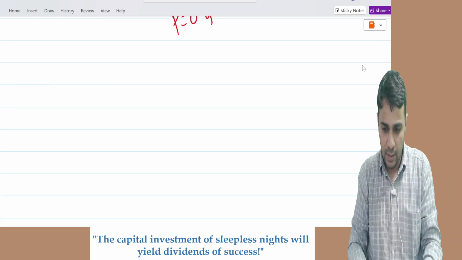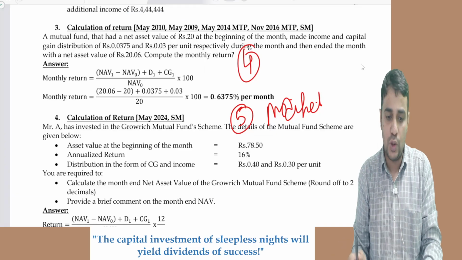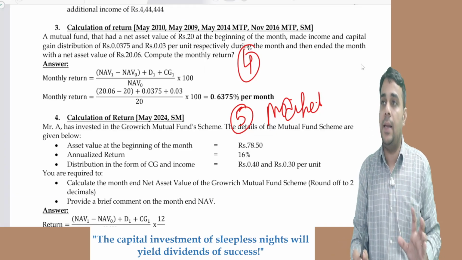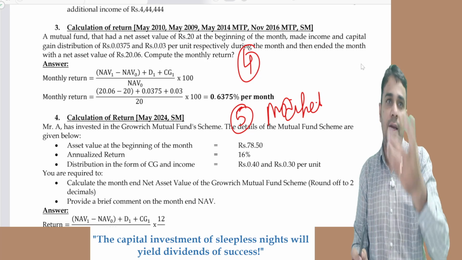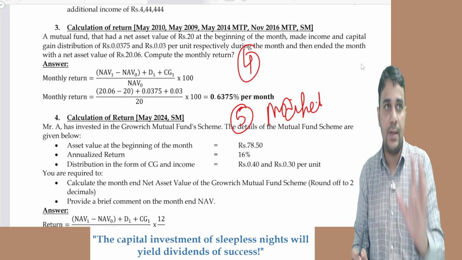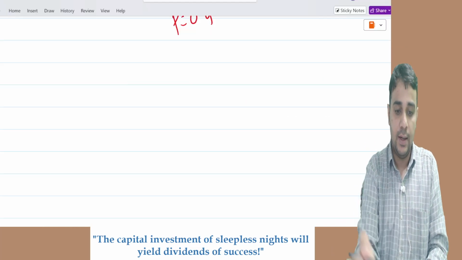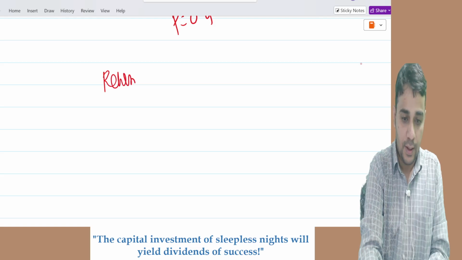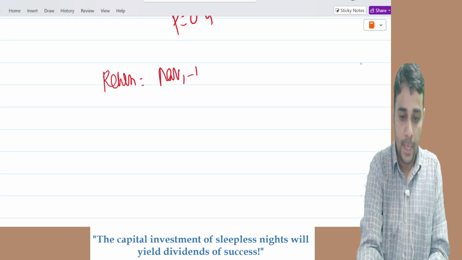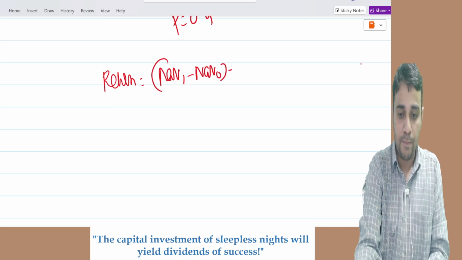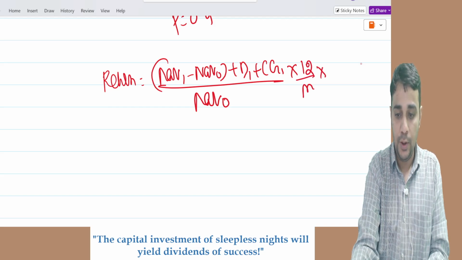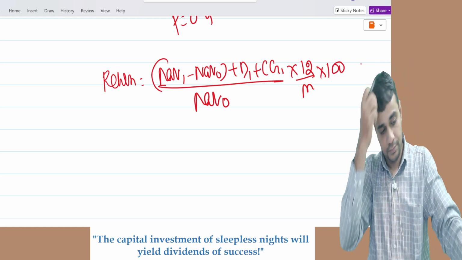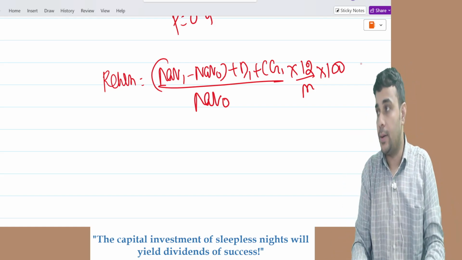Let's come to the fourth question. I have to calculate the month end NAV. They have given me the annual return in the question. Question 4 here. It is question 5 in the second edition, but I have modified the problem a little bit. There is some modification, so you refer to this only. Return is equal to NAV1 minus NAV0 plus D1 plus CG1, divided by NAV0, into 12 by M, into 100.